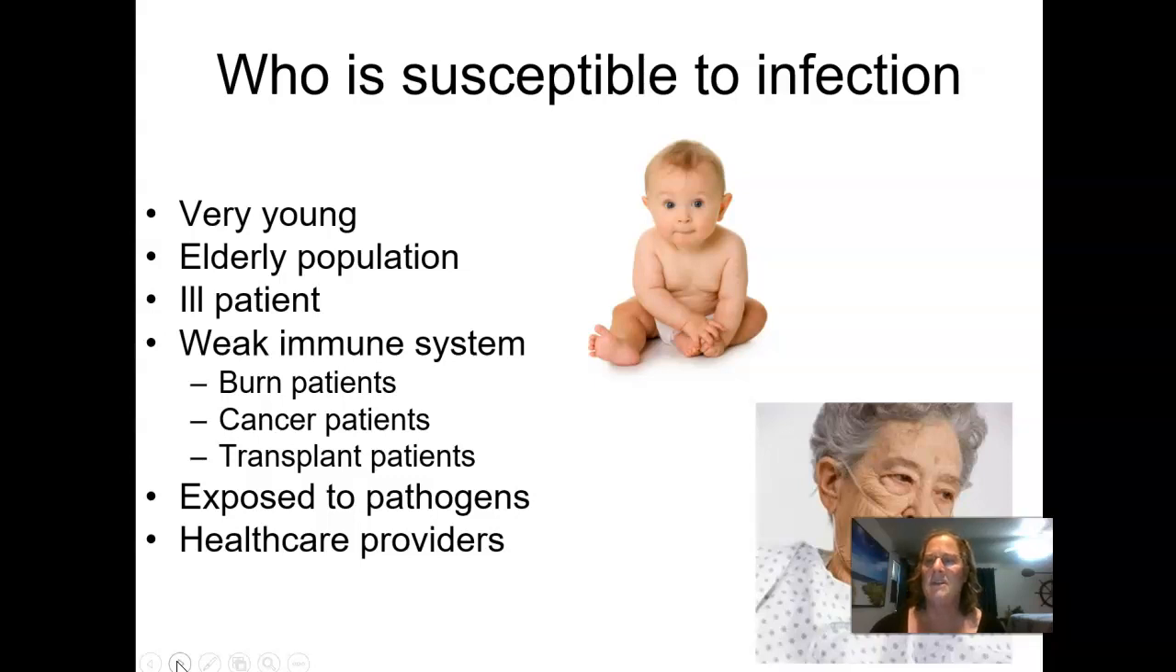The really ill patient, the patient that has really been fighting off infections, they've been really sick, or people that just have weak immune systems, like burn patients, really bad burns, cancer patients that are going through chemotherapy treatments, it really weakens the immune system, transplant patients that have just had a heart transplant or kidney transplant, their bodies tend to be weak, or HIV patients. So those people are going to be more at risk for an infection. And then people that are exposed to pathogens for extended periods of time, and healthcare providers, a lot of times we're going to fall into that category because we're exposed to a lot of different infectious disease processes.